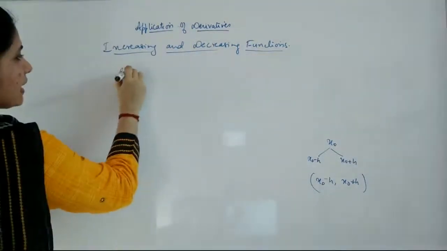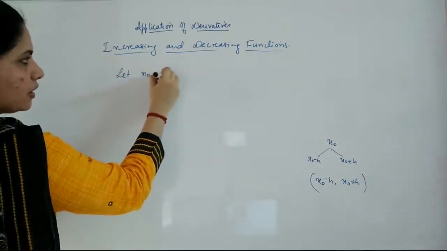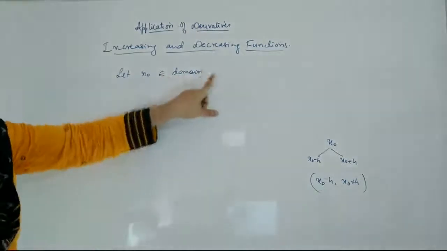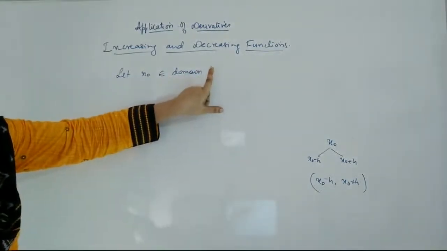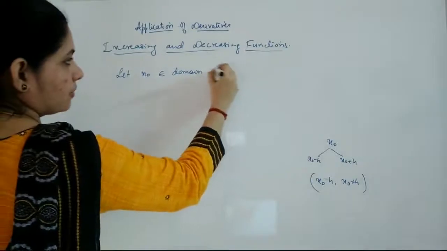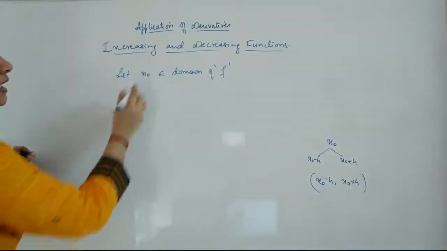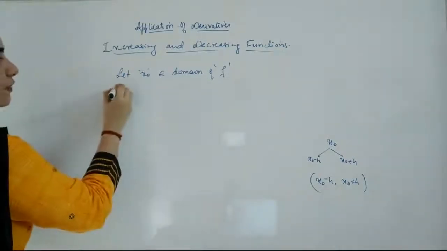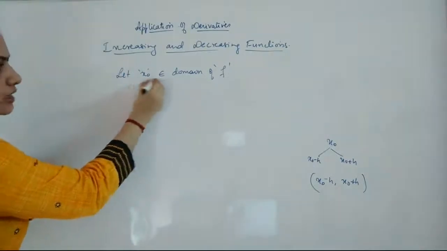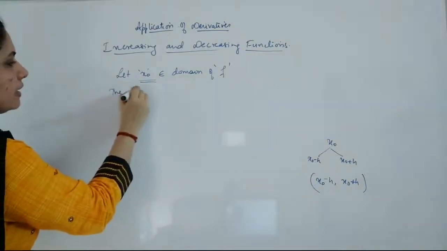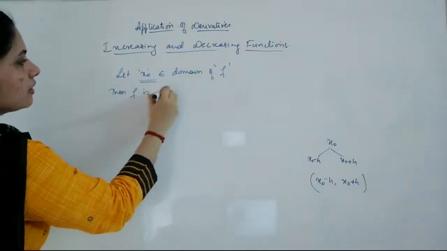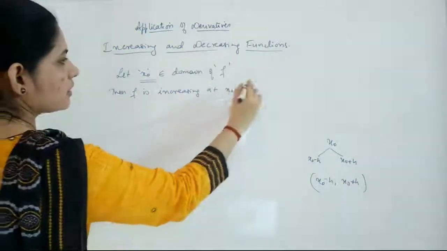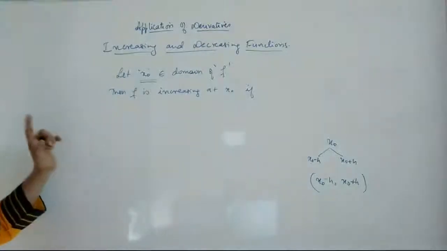So I am just taking let x naught be any point in the domain of the function, or you can say that the domain of the real valued function. Okay, domain of f which is real valued. So x naught is the point we are taking. So what we need to check is if the function is increasing or decreasing at this point. Okay, then we will say that f is increasing at the point x naught if the same thing happens.